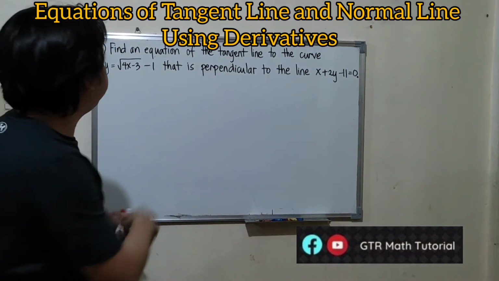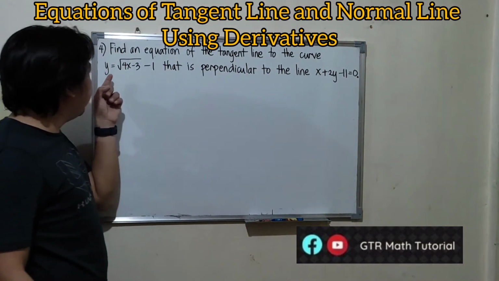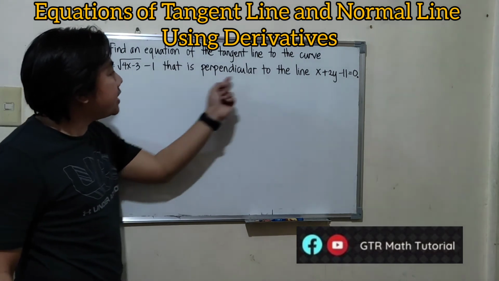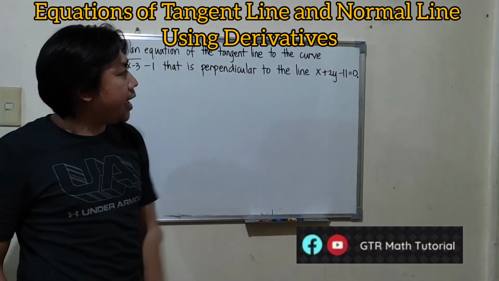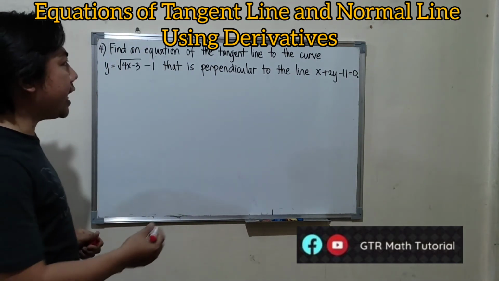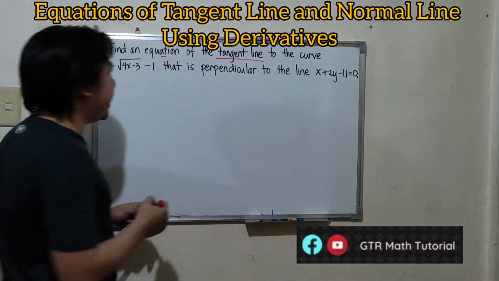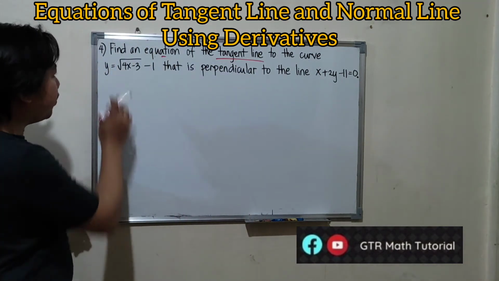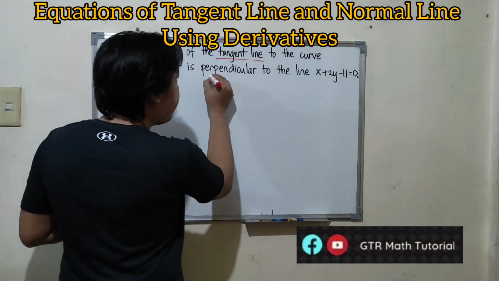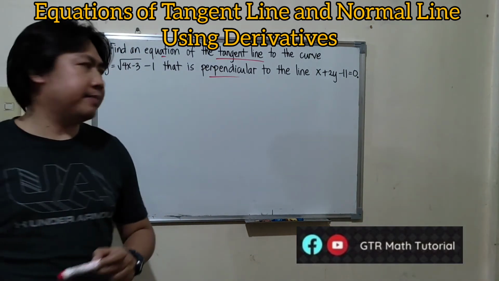Okay, number 4. Find an equation of the tangent line to the curve y equals square root of 4x minus 3, minus 1, that is perpendicular to the line x plus 2y minus 11 equals 0. Okay, so ang hinahanap natin ay equation of the tangent line to this curve, y equals square root of 4x minus 1, that is perpendicular.